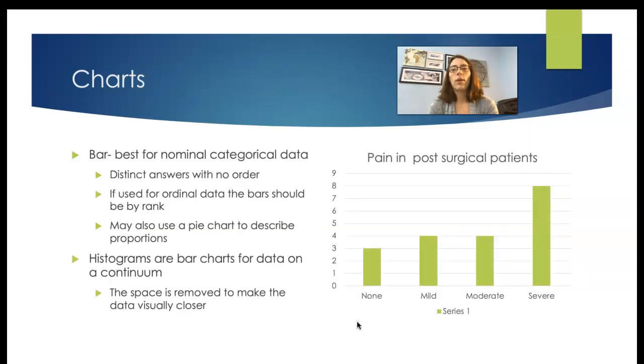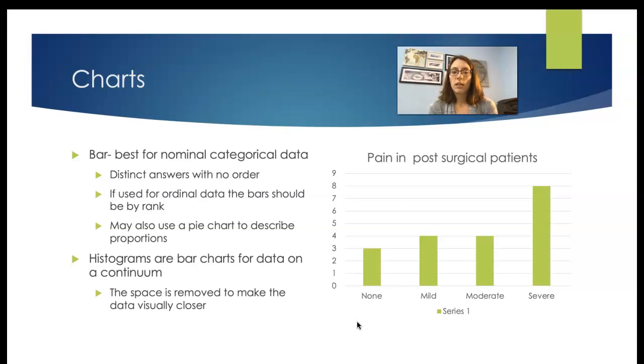Charts, all right, so we have a lot of data, but data doesn't mean much unless we can put it in a way that makes it easy to understand. So there's a lot of different options here, and the one that you're going to choose is really dependent on the type of data that you have. So a bar graph, for example, is best for nominal categorical data. So if you recall, nominal is named data. So it's distinct answers with no order. We're not ranking anything here.